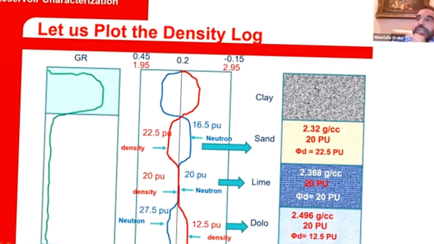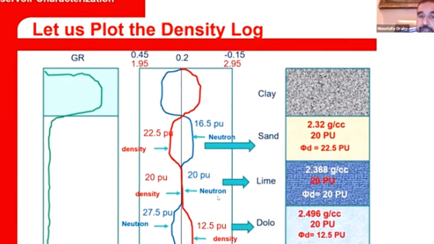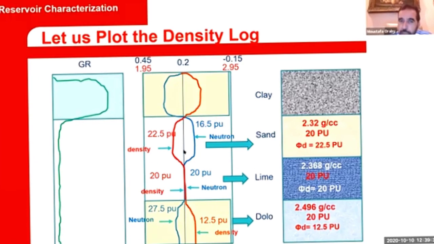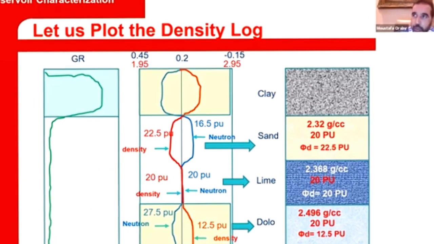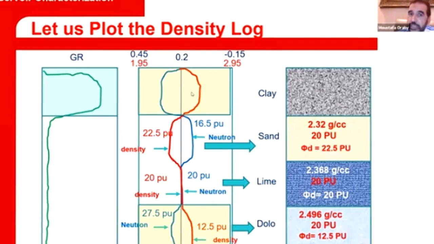Now, it raises a question. Okay? Now, I can see that separation in front of clay, similar to that separation in front of dolomite. This will make a confusion. The clay and the dolomite have the same kind of separation: neutron to the left, density to the right. Here is neutron to the left, density to the right. Am I in a dilemma? No, I'm not in a dilemma.